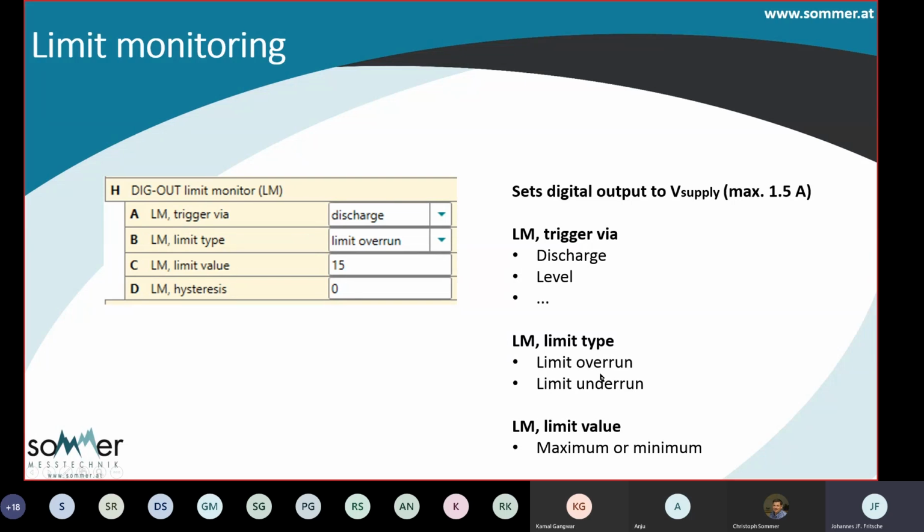You can also specify if you want to have the trigger if you have a limit overrun, or in the other direction when you go under a certain limit value. You can specify also a limit value, maximum or minimum.